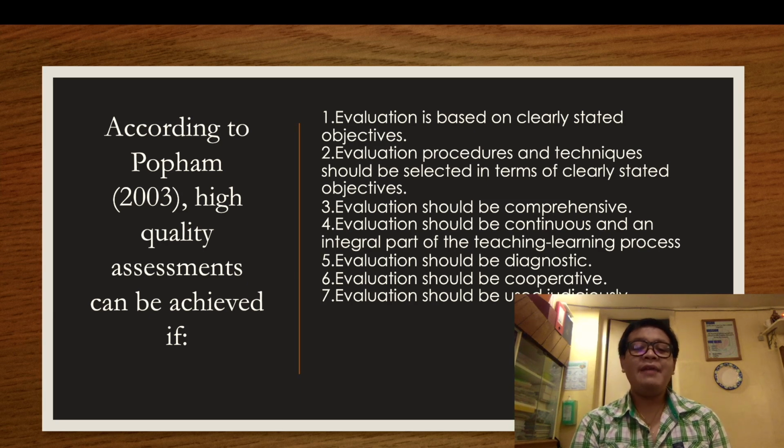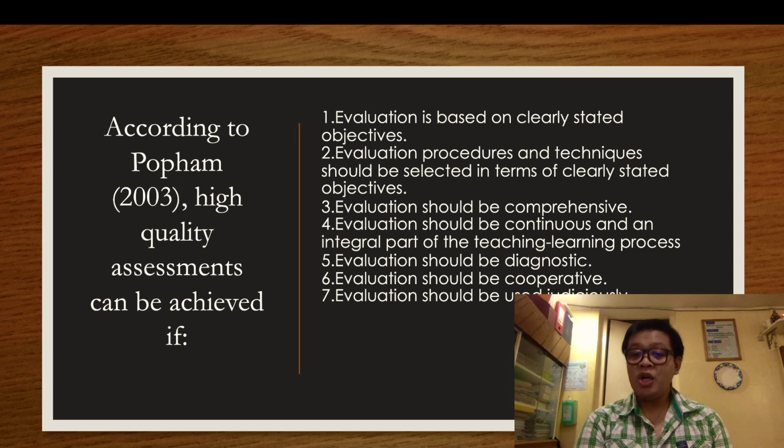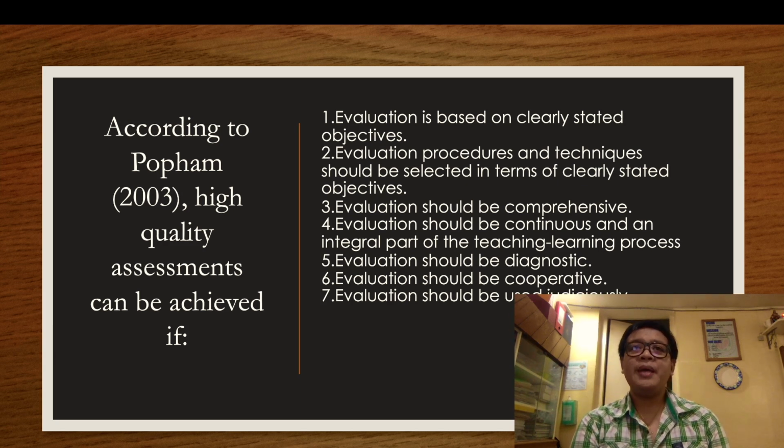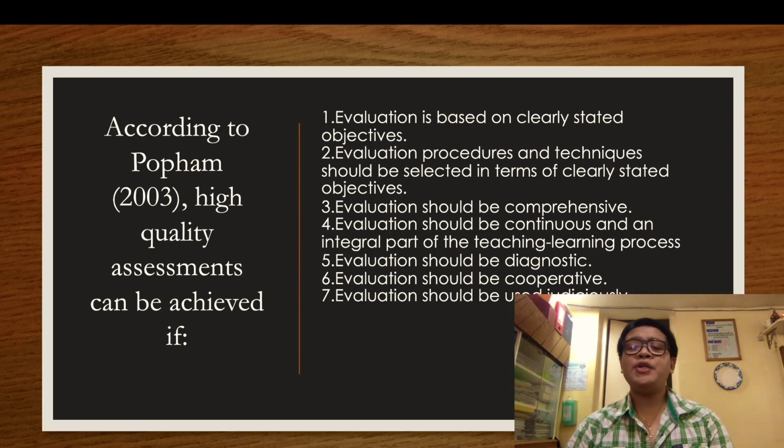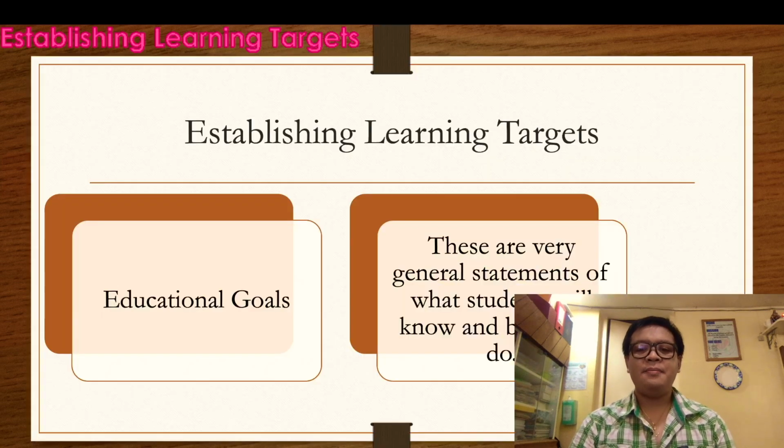Number five is evaluation should be diagnostic. Diagnosis should always be part of the integral teaching learning process, because if we could diagnose, there would be certain objectives that could be brought up, certain interventions that could be provided by the teacher, and thus evaluation would take over. Number six, evaluation should be cooperative. And lastly, evaluation should always be judiciously done.